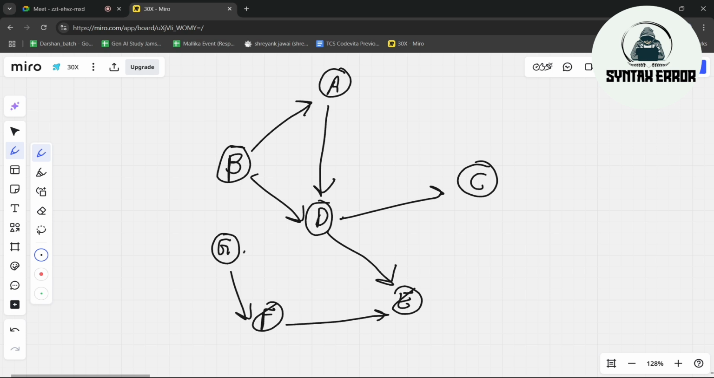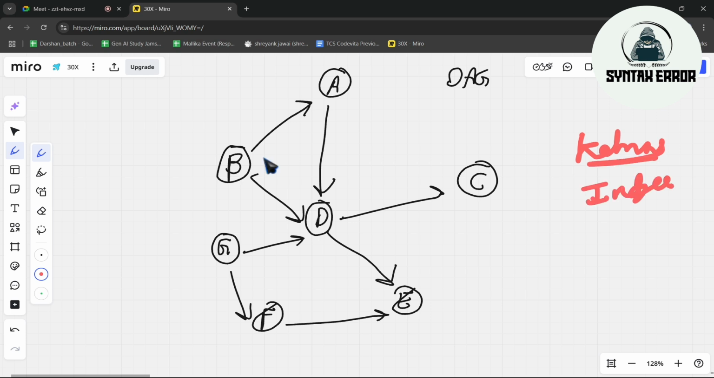So this is our given graph. This is our given DAG. Now what do we have to write? First we have to write the in-degree of each vertex. So what does Kahn's algorithm say? Write the in-degree.